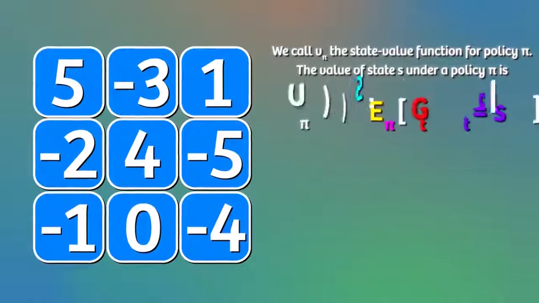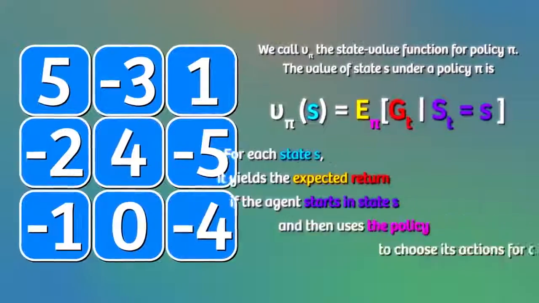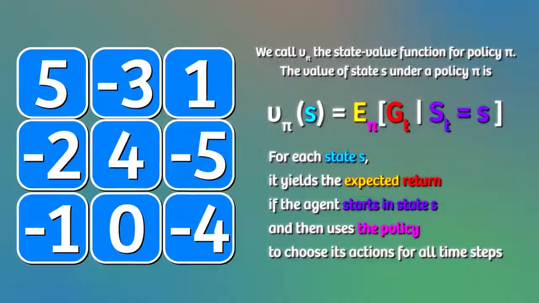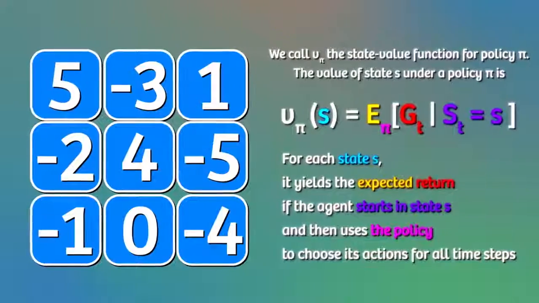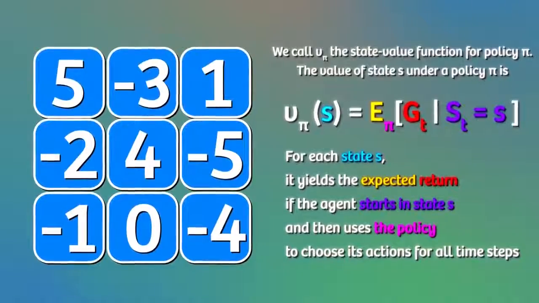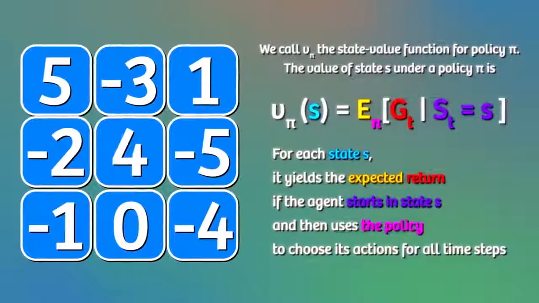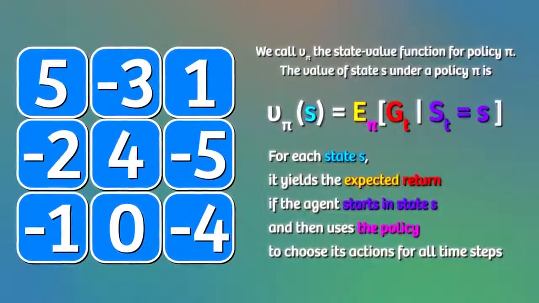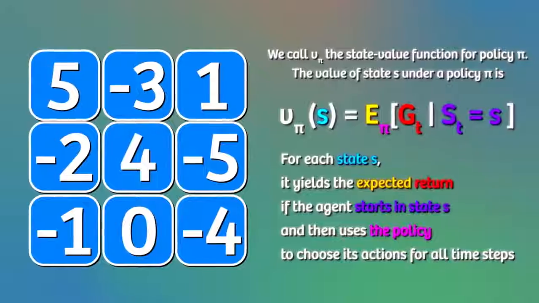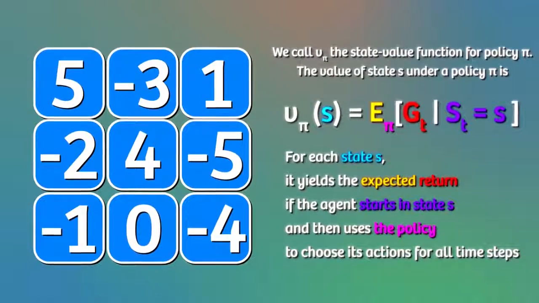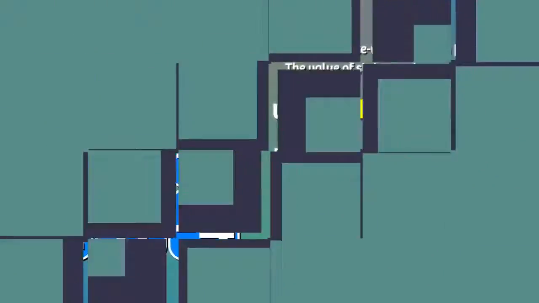If the agent started in that state and then followed the policy for all the time steps, the state value function for policy pi is the function of the environment state. For every state S, it tells us the expected return if the agent starts in state S and then uses the policy to choose its actions for all time steps. The state value function will always correspond to a particular policy. So if we change the policy, we change the state value function.